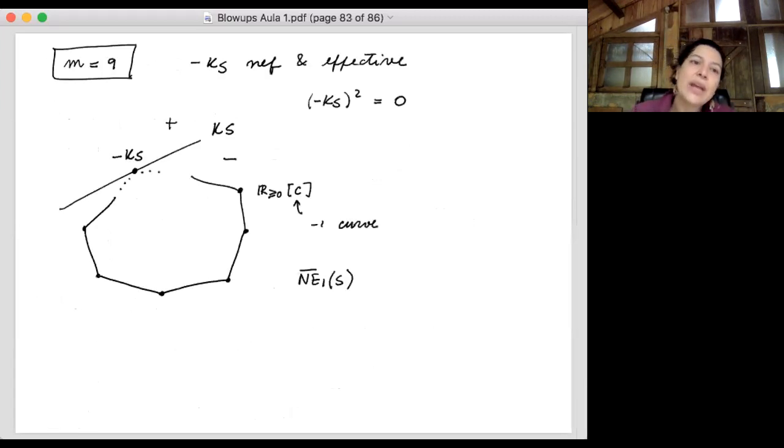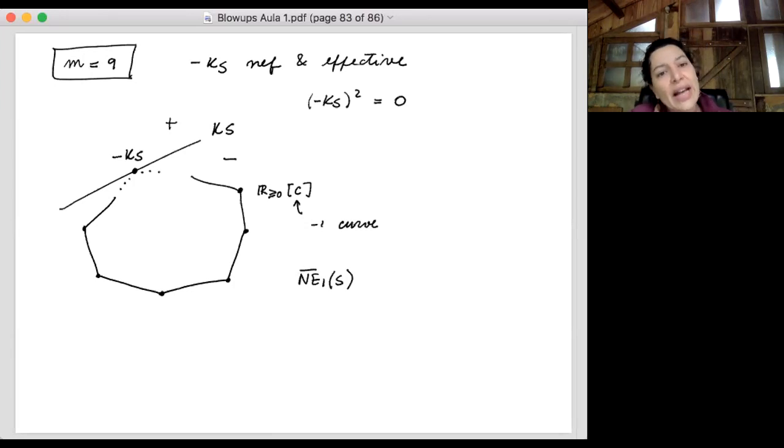Okay, so the case when m equals 9, in this case the anticanonical class is nef and effective. As I said, you can always choose a cubic curve passing through the 9 points, and so this anticanonical class has self-intersection 0. So this is an easy computation.